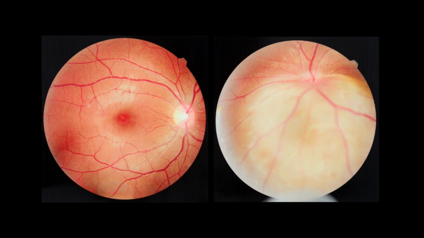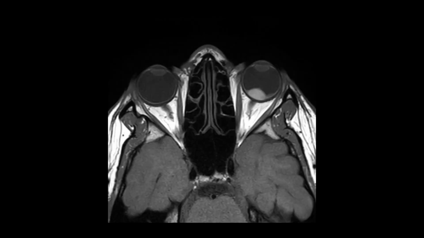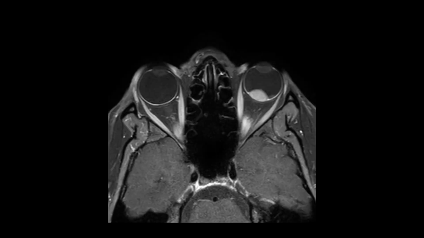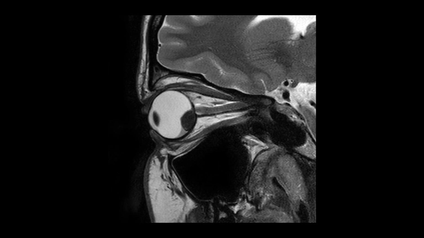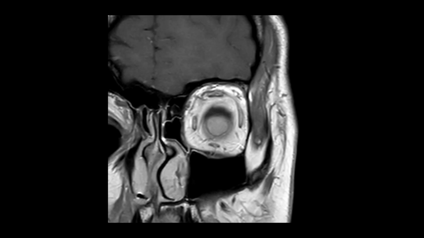A 24-year-old female presented with decreased vision and a choroidal mass with pigmentation and subretinal fluid. MRI showed a well-defined single intraocular mass lesion originating from the choroid in the left eye, hypointense on T2 and hyperintense on T1 with intense post-contrast enhancement over the optic nerve head and adjacent retinal detachment. She was diagnosed to have choroidal melanoma, and the lesion remained stable after being treated with plaque brachytherapy.